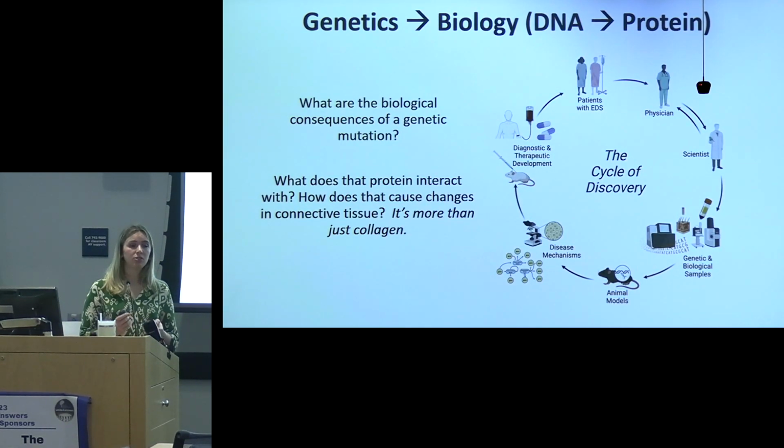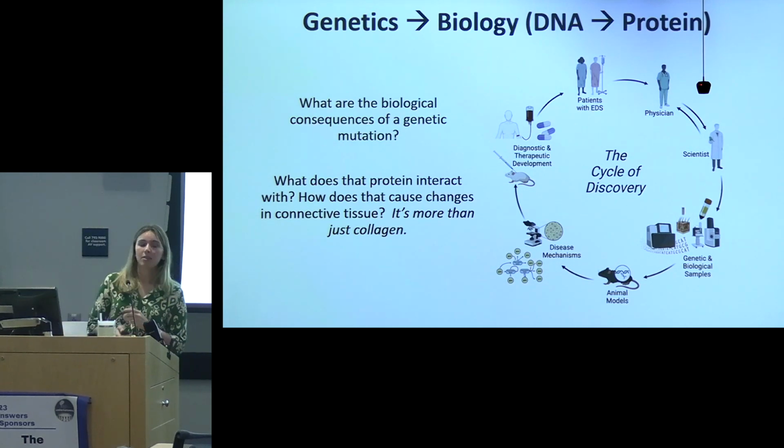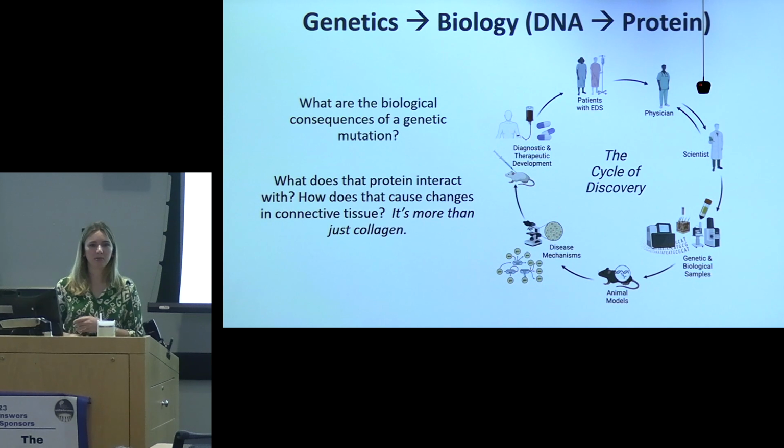So as I mentioned, genetics is important, but biology is where the real important stuff happens. Your DNA is eventually transcribed, translated, becomes protein. What are the biological consequences of a genetic mutation? That's where we start looking at what does this protein interact with? How does that cause changes in connective tissue? It's not just simply collagen's messed up.